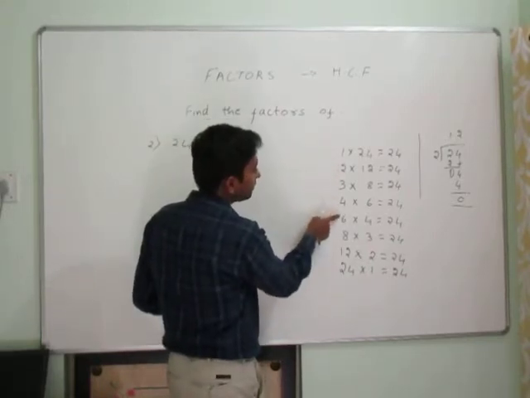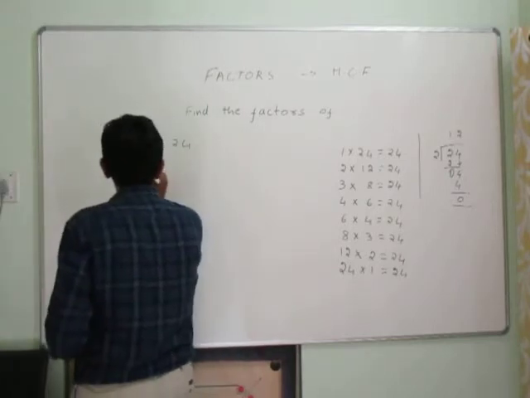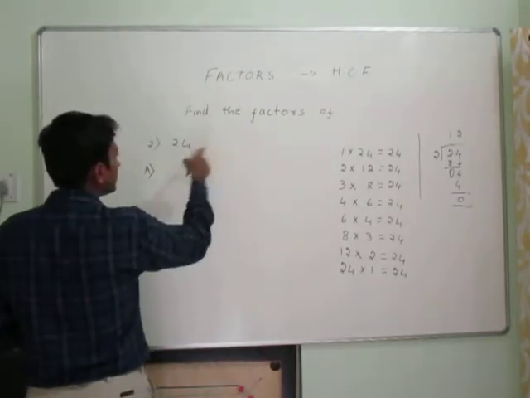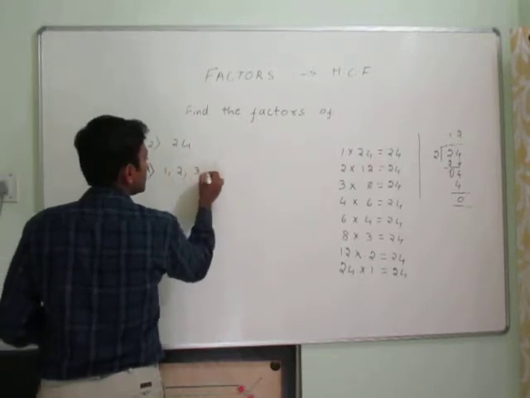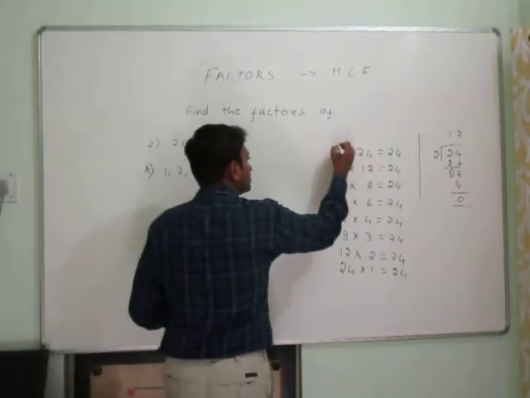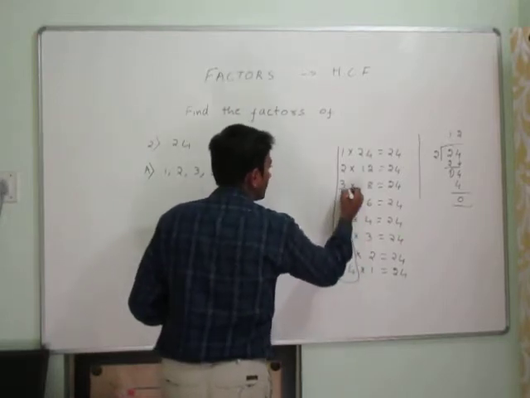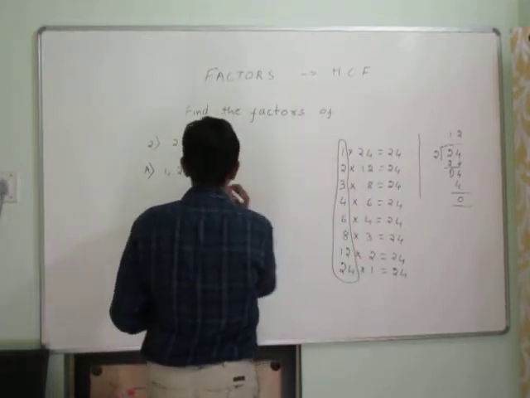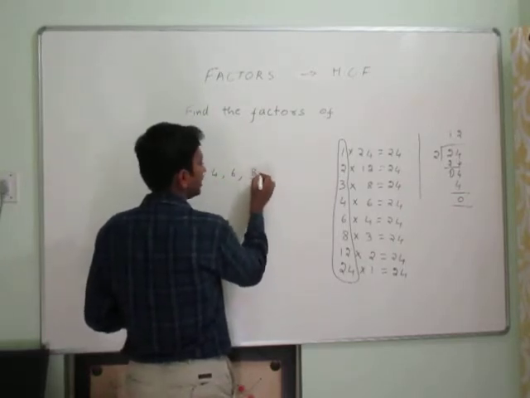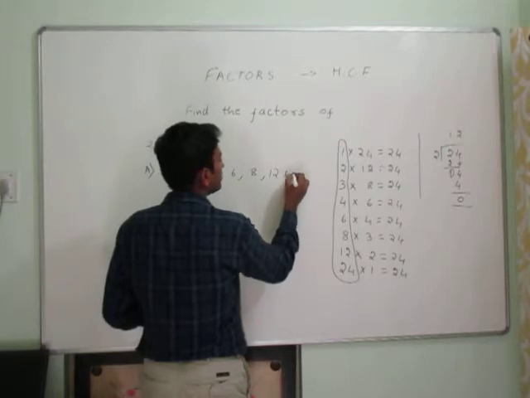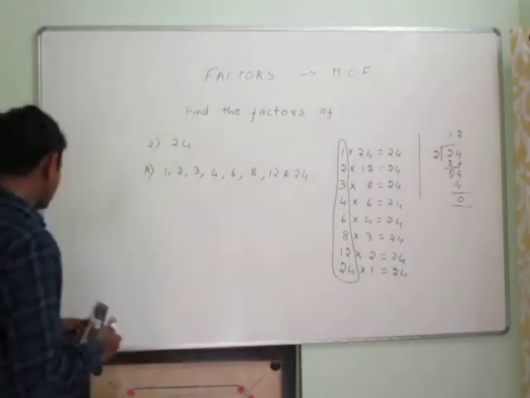1, 2, 3, 4, 6, 8, 12 and 24. So this is the problem. Answer. Find the factors of 24. Answer: 1, 2, 3. I am writing only these numbers. 1, 2, 3, 4, 6, 8, 12 and 24. All these are factors of 24.